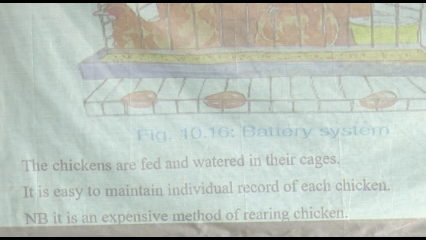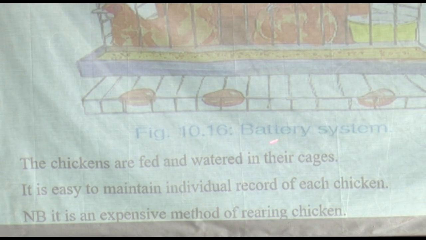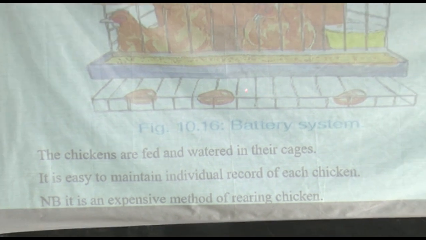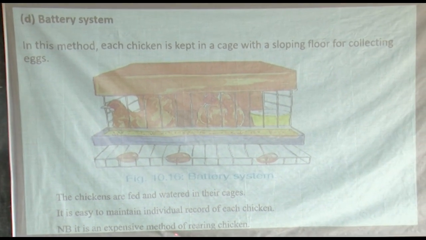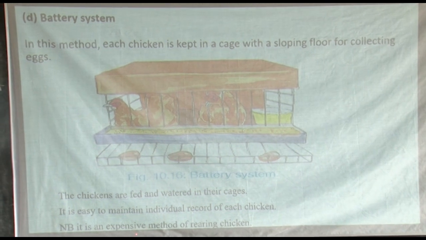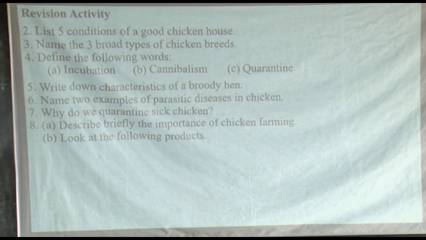We can look at the disadvantages of the battery cage system. The first is that it is a very expensive method of rearing chicken, in terms of buying the cages, and feeding is also expensive. This is one of the disadvantages of the battery cage system. So this brings us to the end of this.